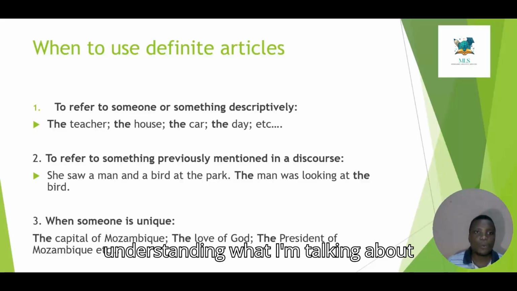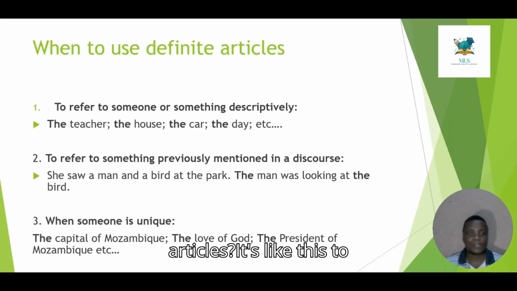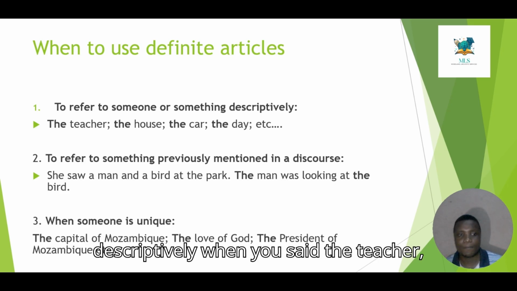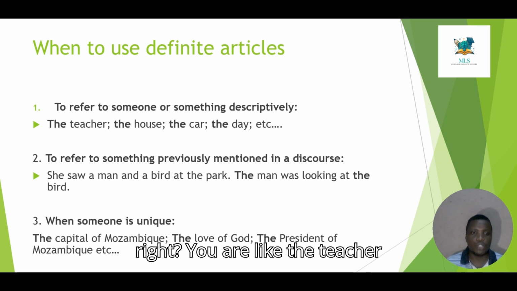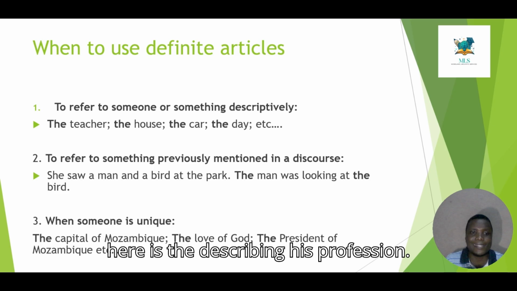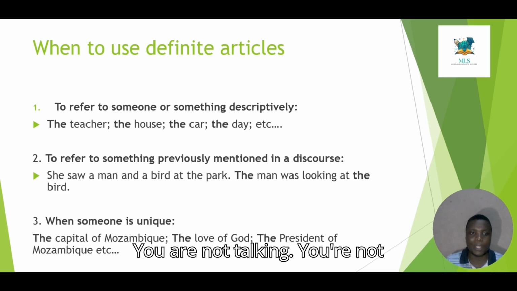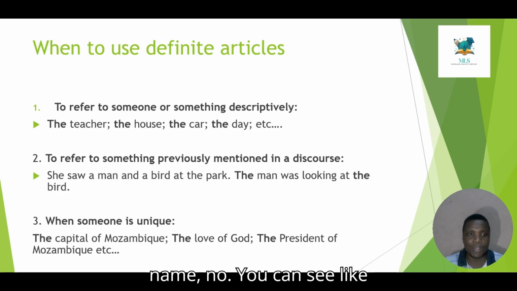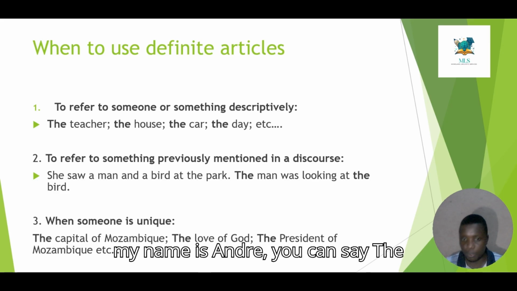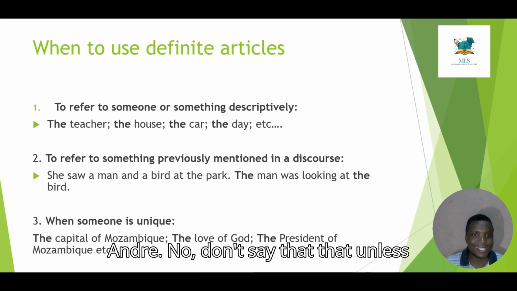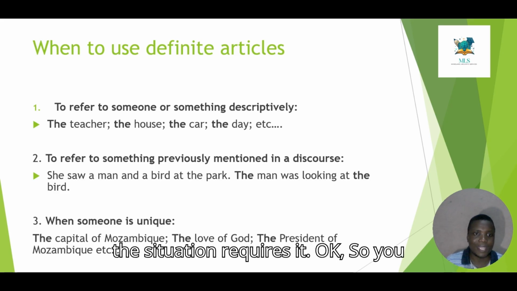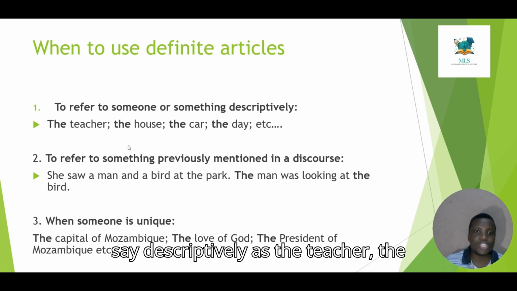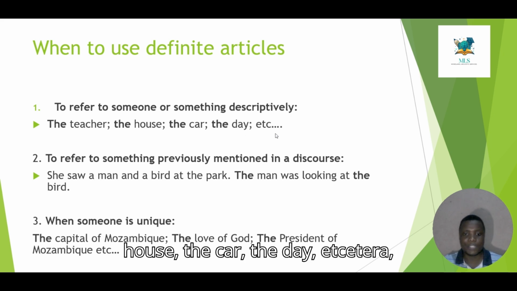Okay. When to use definite articles. It's like this. To refer to someone or something descriptively. When you say the teacher, right? You are like, the teacher here is describing his profession. We are not talking about him by mentioning his name. You can't say, like, my name is André. You can't say the André. No, don't say it like that unless a situation requires it. So you say the teacher because you are describing me. So you say descriptively the teacher, the house, the car, the day, etc., etc.